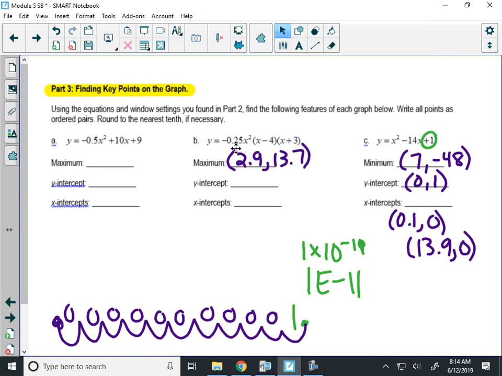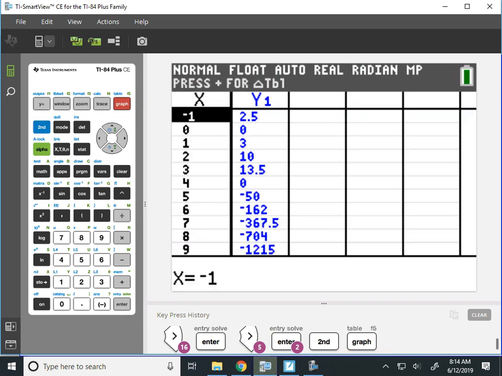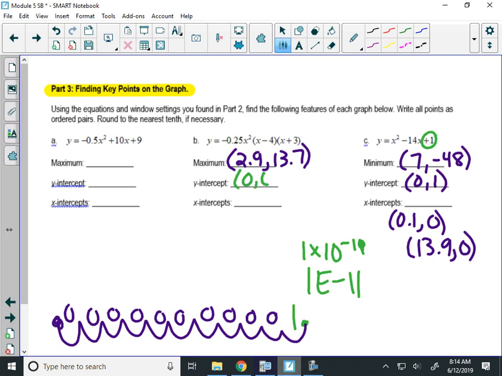Now the y-intercept, again, let's use our table. Second graph, I'm sorry, where x equals 0, y is 0. So that means I have a y-intercept at 0, 0. Now one nice thing that tells us is, remember, y-intercepts happen where x equals 0, and x-intercepts happen where y equals 0. So that means that 0, 0 is also one of my x-intercepts.